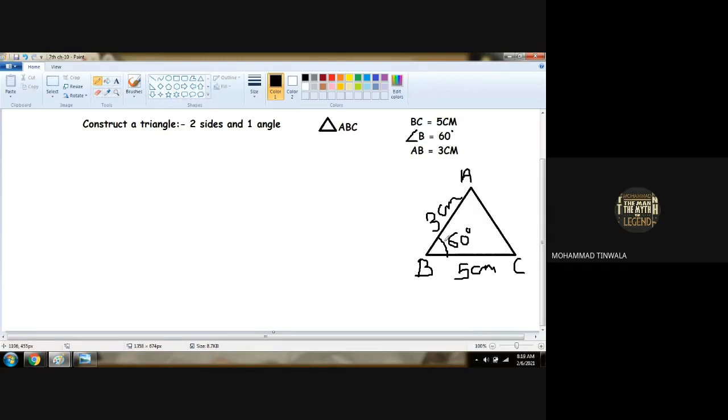That's it. Is that clear? So let us prepare. Now BC we have to take as our baseline. In our rough triangle we took BC as our baseline, so we will construct BC as our baseline. Okay, done? Now this point and this point are 5 centimeter apart. The measure is 5 centimeter.